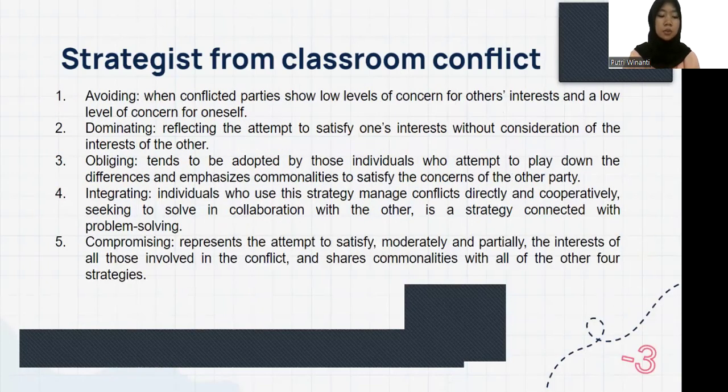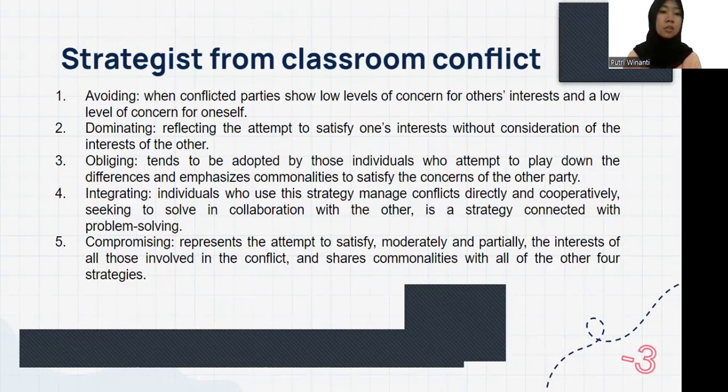Okay. So there are five strategies for classroom conflict. The first is avoiding. When conflicted parties show low levels of concern for others' interests and a low level of concern for oneself, it is a strategy characterized by a low degree of assertiveness and a low degree of cooperation, where neither its interests nor those of its opponents are satisfied.